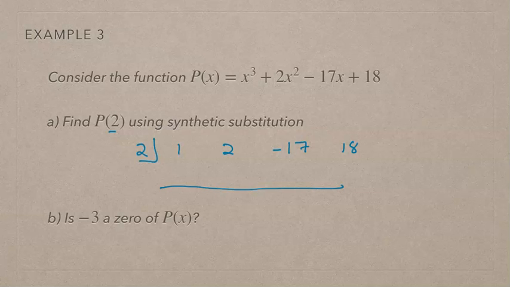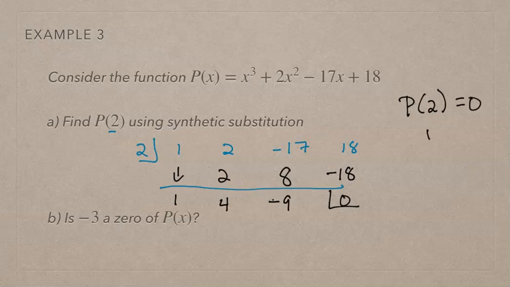Then I'm going to do my substitution. So I'm going to drop 1 down. 2 times 1 is 2. 2 plus 2 is 4. 2 times 4 is 8. 8 minus 17 is negative 9. 2 times negative 9 is negative 18. And then 18 plus negative 18 is 0. So I know that P of 2 equals 0, which means 2 is a 0.